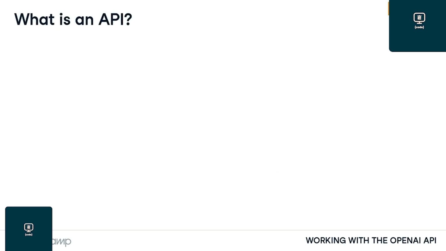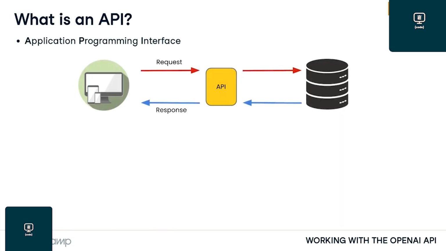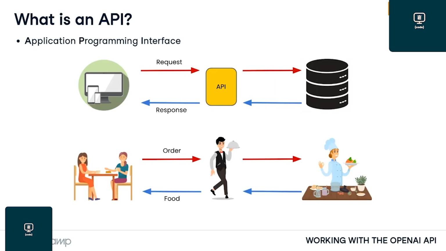So what actually is an API? API stands for Application Programming Interface, and they act as a messenger between software applications, taking a request to a system and receiving a response containing data or services. An API is like a waiter in a restaurant. They take our order or request, communicate it to the kitchen, the system providing the service, and finally deliver the food or response from the system back to our table.